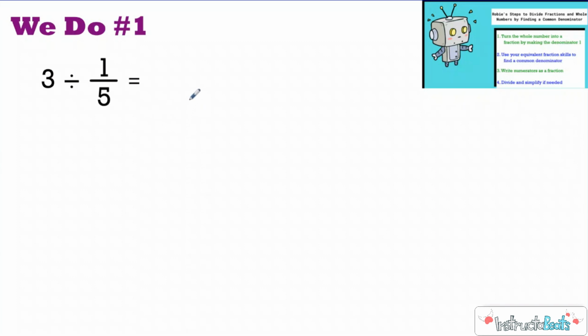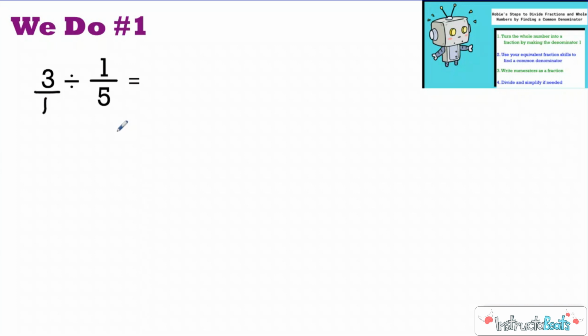So step number one is pretty easy, right? It says turn the whole number into a fraction. Here, our dividend is the whole number, so we're doing 3 divided by 1/5. And it's okay if you already know the answer because you just did the lesson, or maybe you already know a shortcut to do this. But I'm going to make it into a fraction by putting a 1 as the denominator. Now I have two fractions that are built with different unit fractions, right? In other words, the denominators are different. So we want to find a common denominator between them.